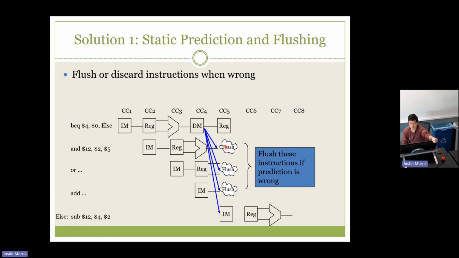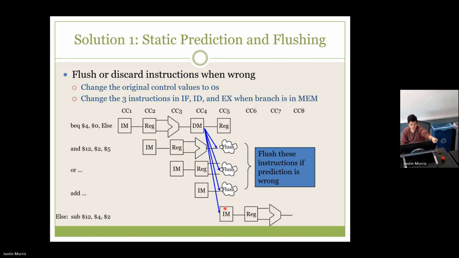So when they go into memory, they don't write to memory if it was a store word. If they go into write back, they don't write to the register file, if it's R-type or load word or things like that. And then I can correctly fetch the branch instruction. So flush them, change the original control values to 0. And then it turns these 3 instructions into no-ops, right?